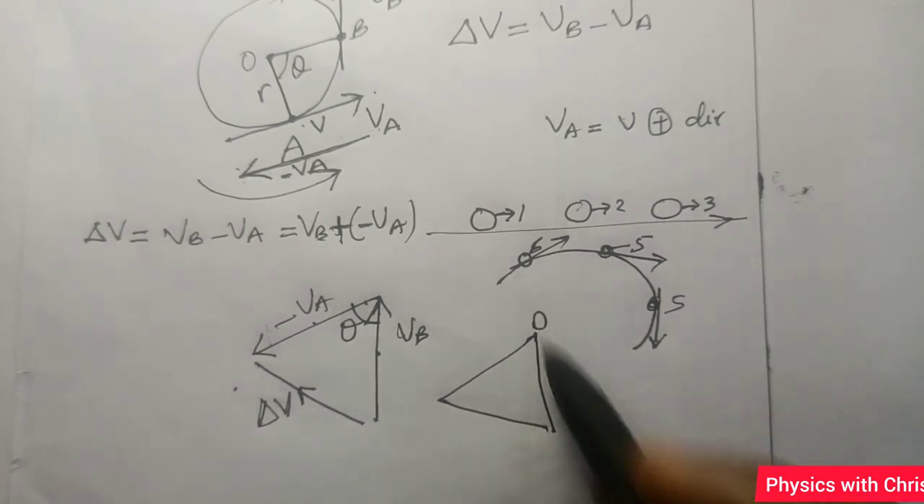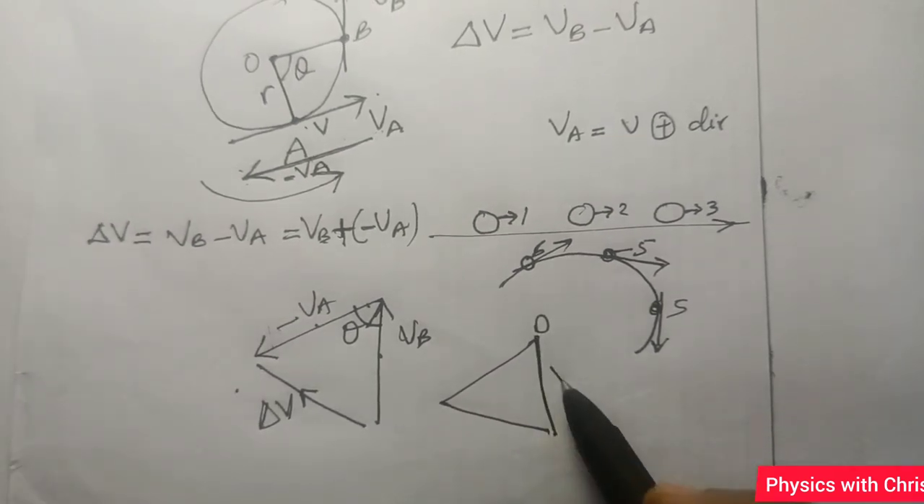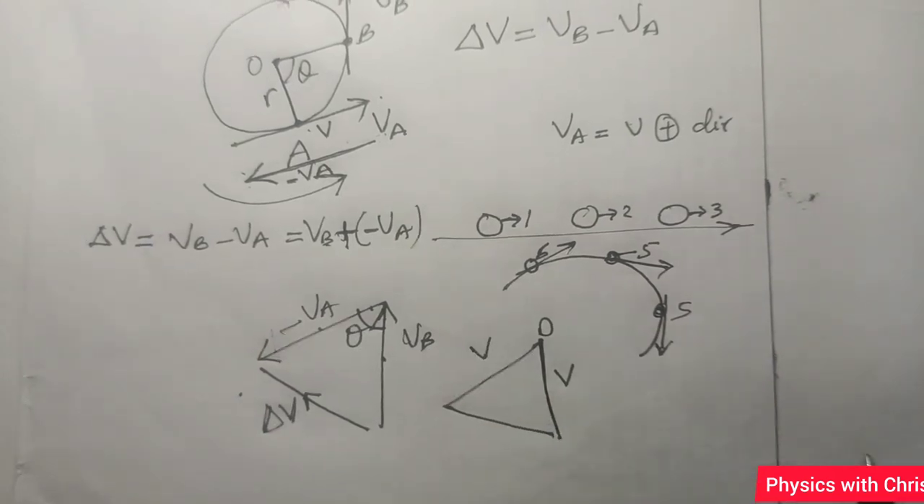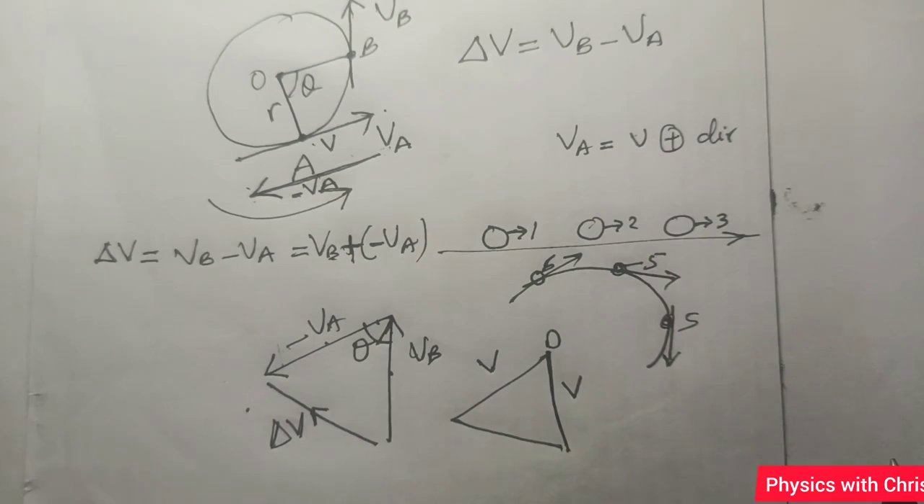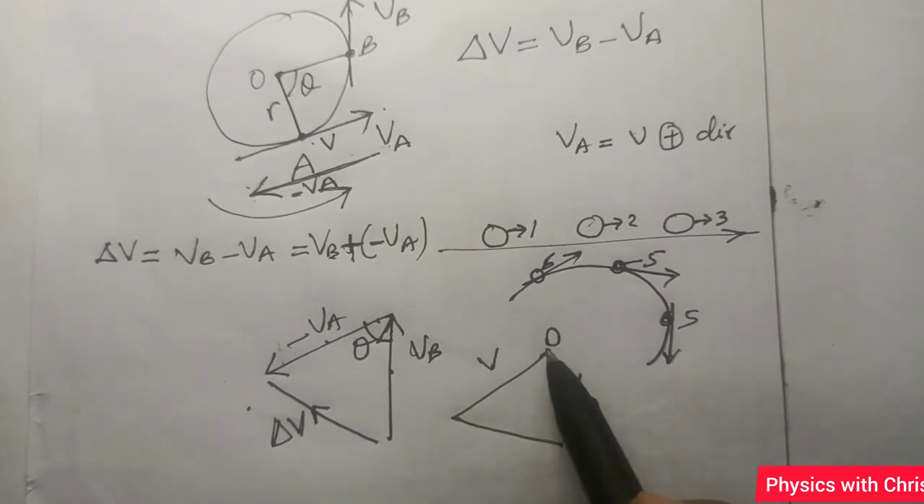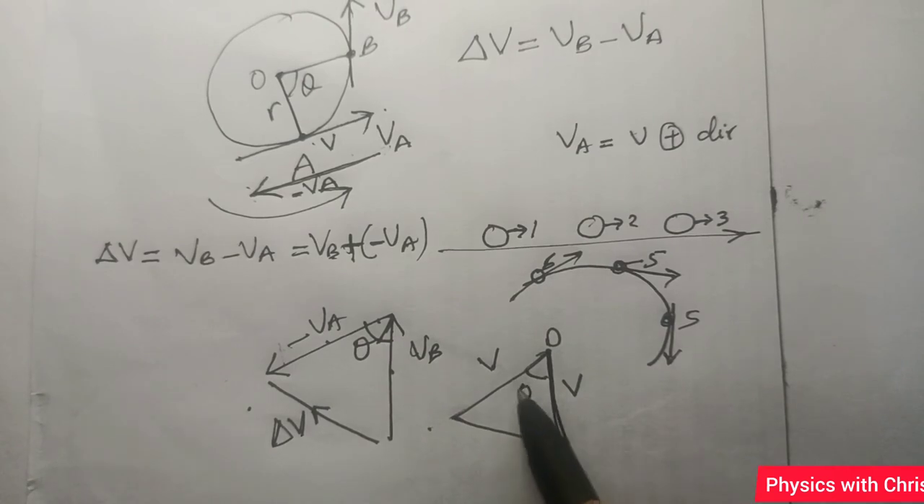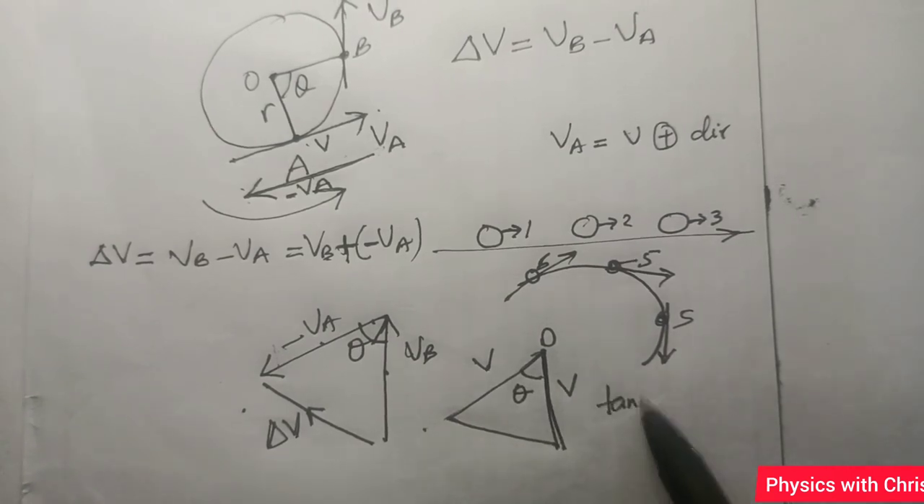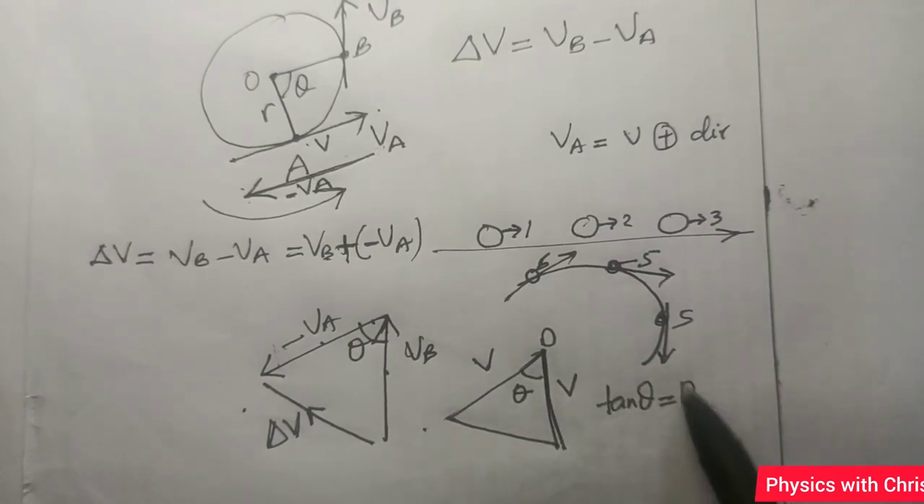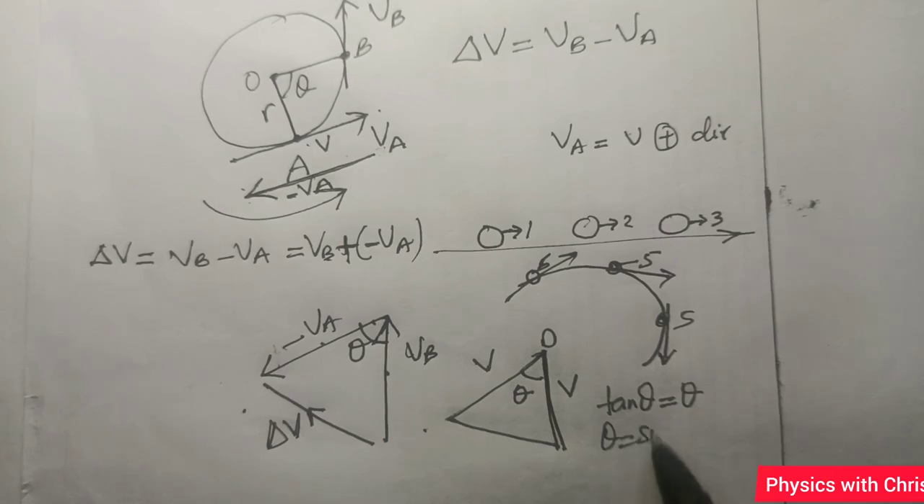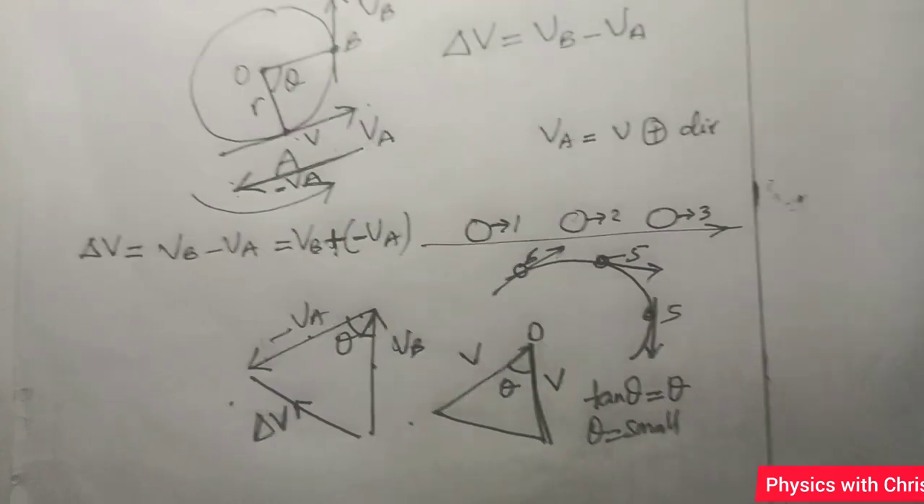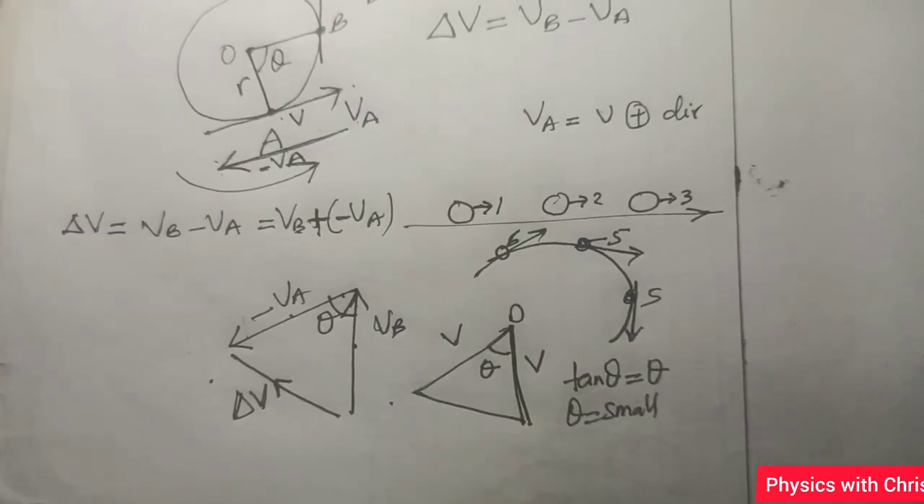Of course, the magnitude of the velocity remains the same because remember I told you that this body moves with a constant speed. The speed is constant in terms of magnitude, but in terms of direction, it's not constant. So in terms of magnitude, I place V here, also place V here. Now, if this angle theta is small, it follows that tan theta will be equal to theta. If angle theta is very, very small, let's say less than 1 degree, 0.5 degrees, 0.2 degrees.